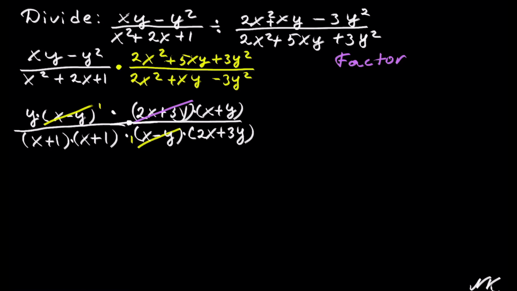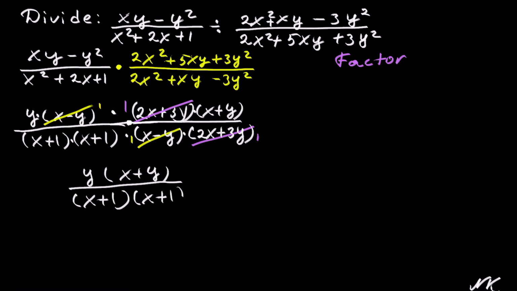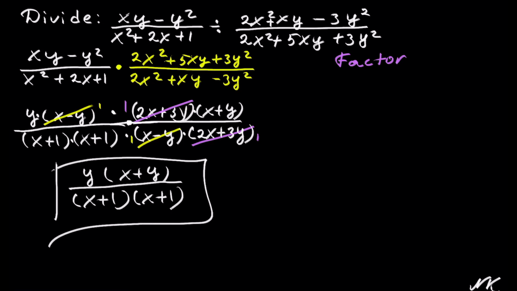And we have no more factors in common. So this whole thing will become y times x plus y out of x plus 1 times x plus 1. And this is our solution. That's all.